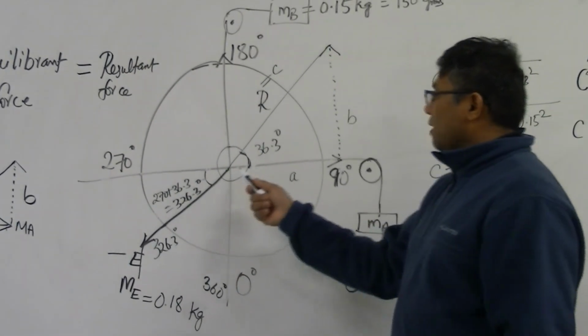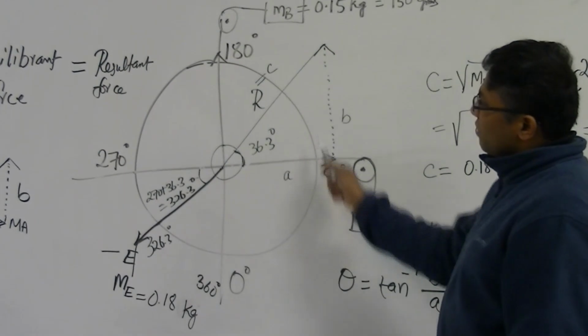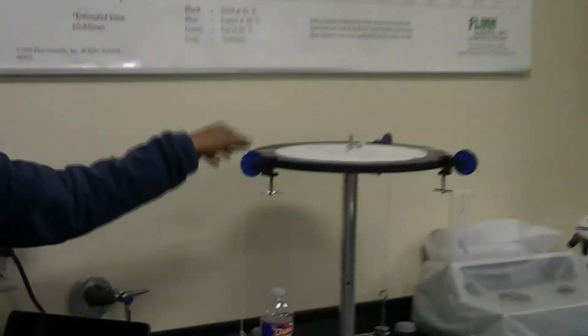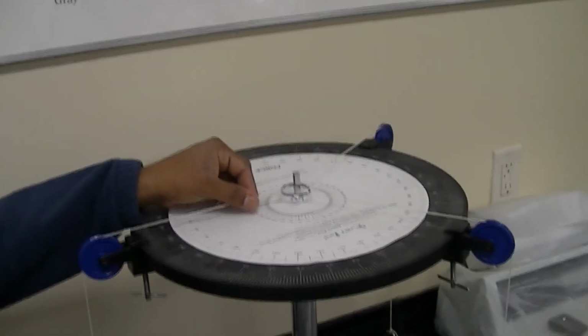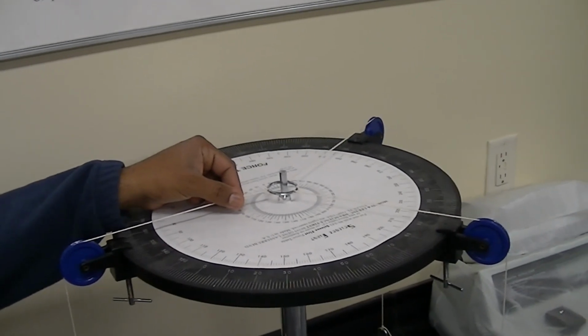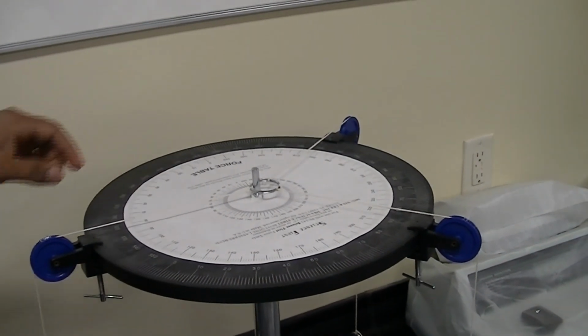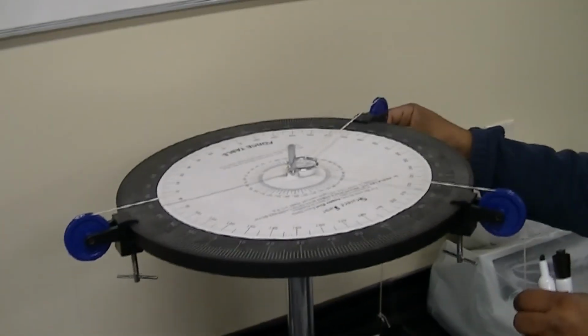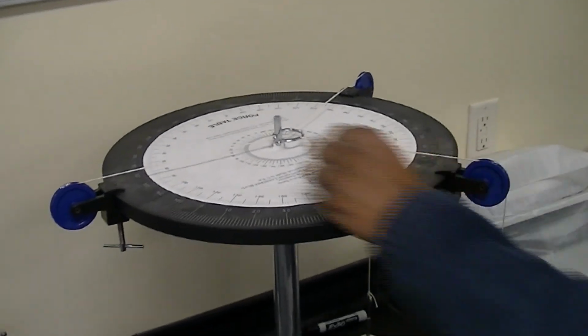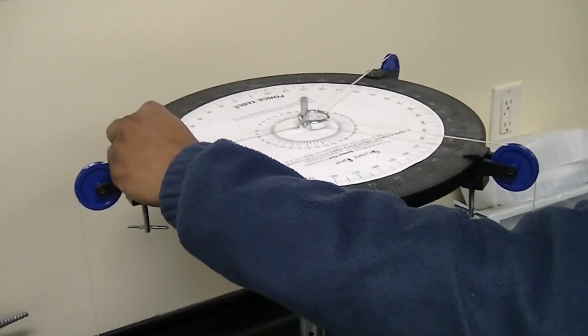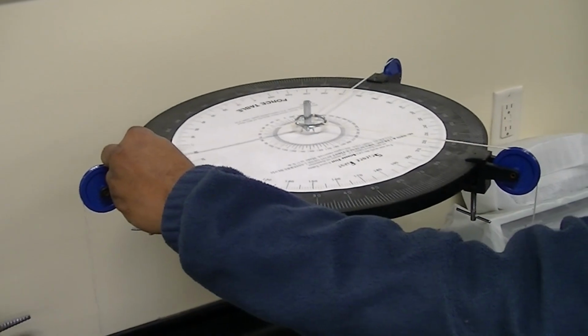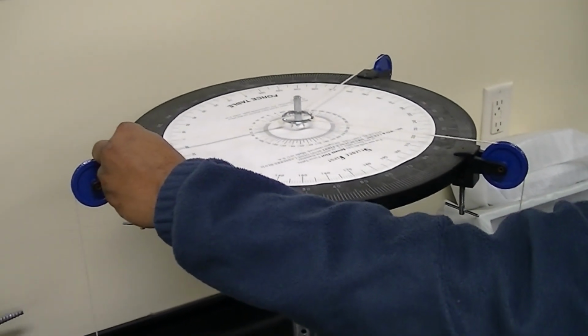And if I give you an example, this is called a force table. Here we have a force table, and a force table has a center. We have a ring. When this ring is in the center, it is called an equilibrium position. And when we have two forces pulling from either side at different angles, if I want to pull this ring to the center, I have to apply a force, and that force is called a resultant force.